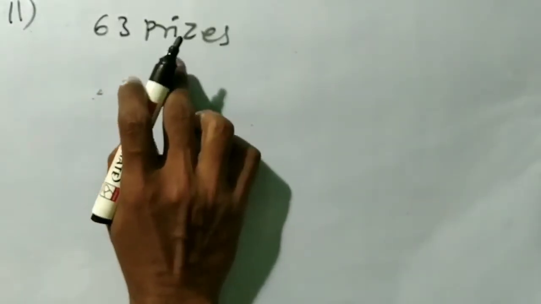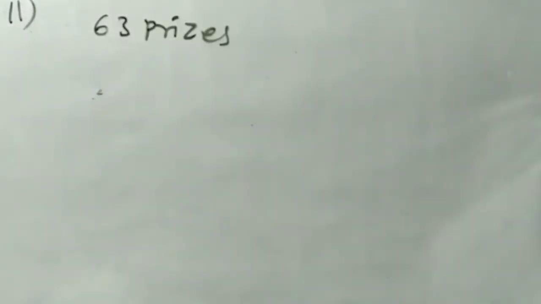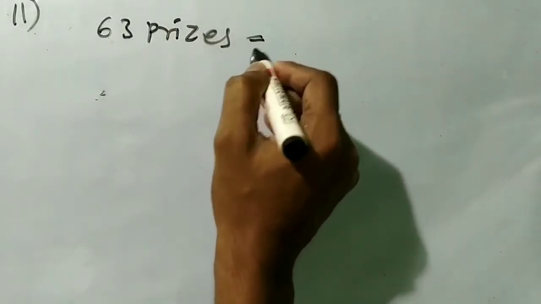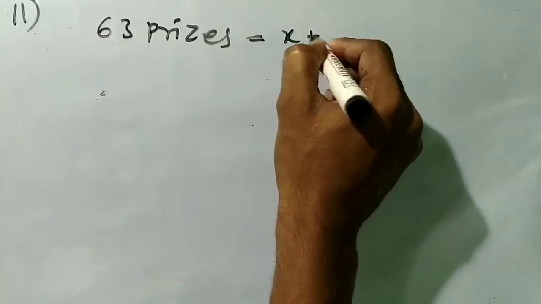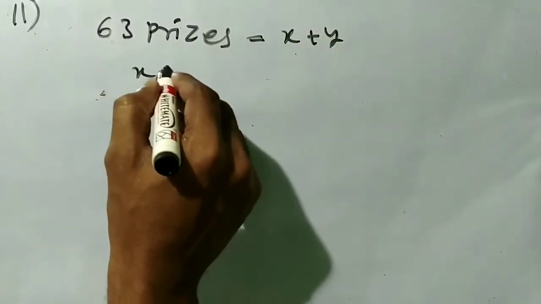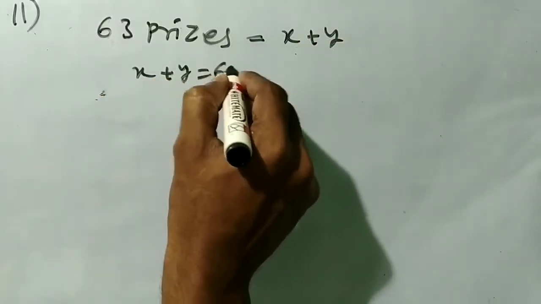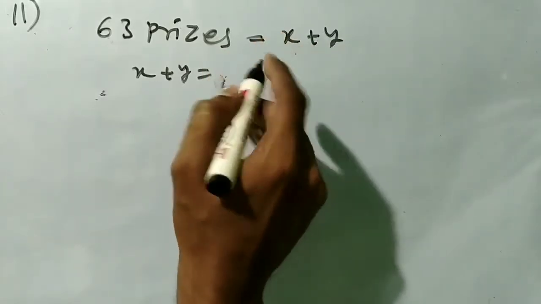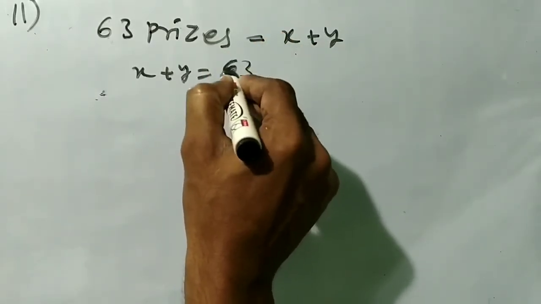63 prices, which is a combination of two kinds of prices. In the 63 prices, there are two types of prices. So let us think, we don't know the two kinds of prices: x and y. So x plus y is equal to 63.